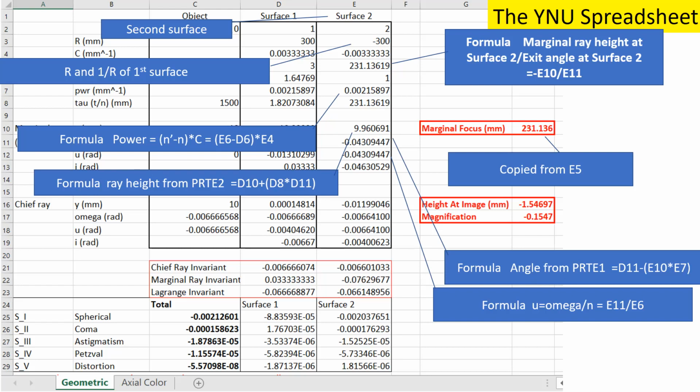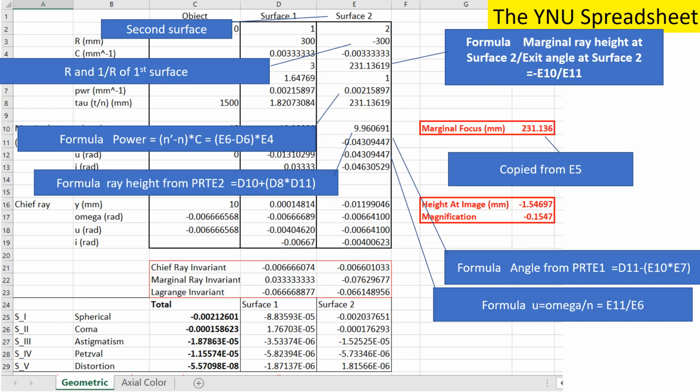The computer is not a black box, nor is the software that's been installed on it. You've got to know what's happening under the hood. If you don't, you can't control what does and doesn't make sense. It's important, as you learn optical design, that you make a YNU spreadsheet. Don't use somebody else's, write your own and control it, and as you learn more, add on to it, like I did here.